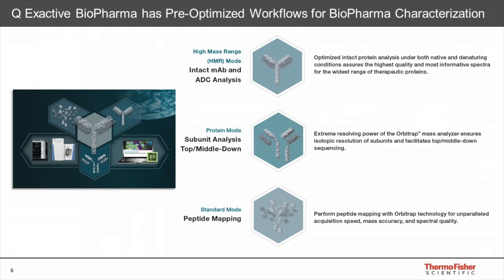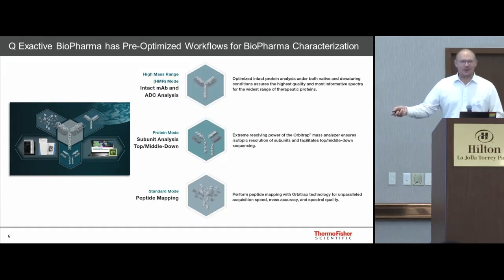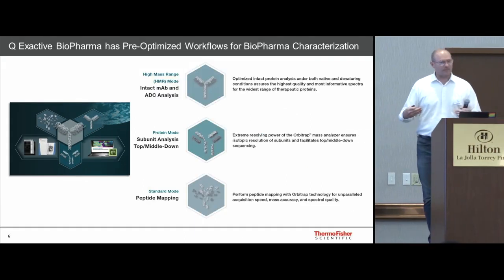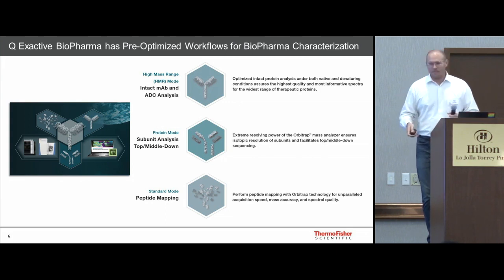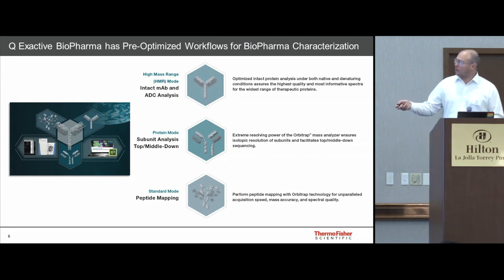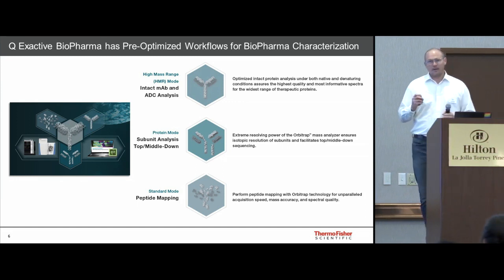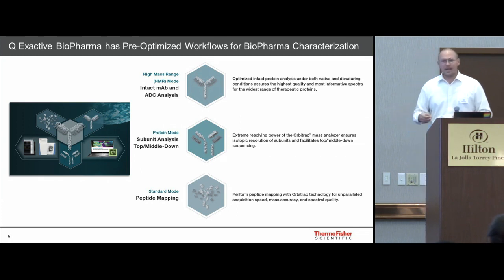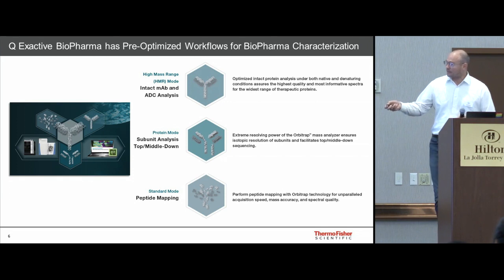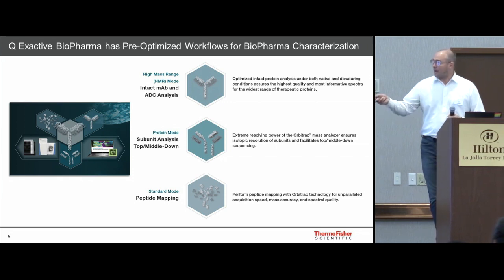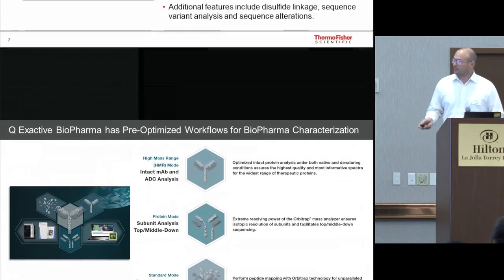We're calling it standard mode. To be honest, when it was implemented, there was just it. So peptide mapping, though, is what these instruments were initially very good at. They're still very good at it. So by changing the modes and not changing the hardware, we can change the way that the mass spec operates, with the same tried and true hardware that has been good at protein mode, subunit, top, middle down, and peptide mapping. And now we have high mass range mode.